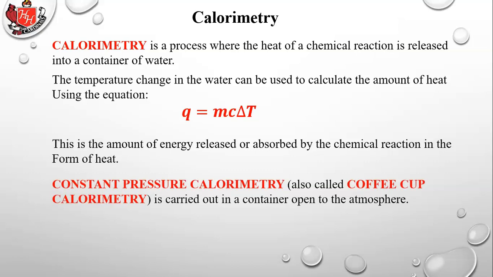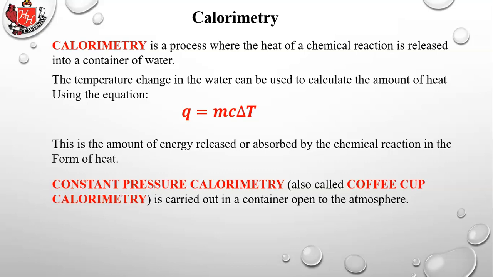Constant pressure calorimetry, also called coffee cup calorimetry, is carried out in a container open to the atmosphere. So if it's open to the atmosphere, it's not pushing against anything. It's just at normal atmospheric pressure. The pressure remains the same. Therefore, it's not doing any work. And therefore, all of the energy from the chemical bonds, none of it is going into pushing or moving anything. It's all simply going into heat.